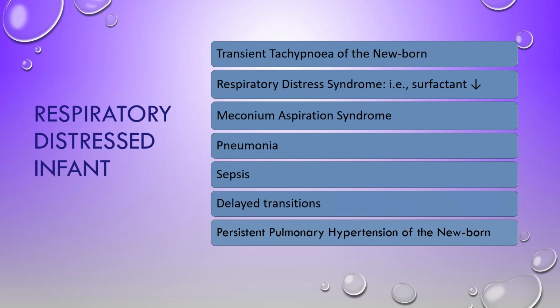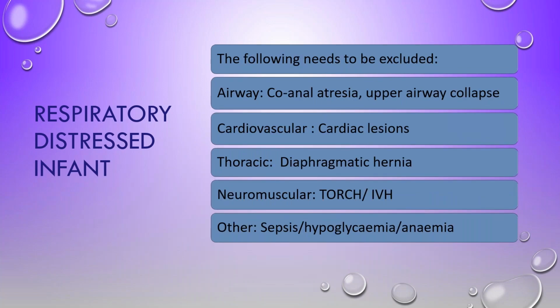There could be meconium aspiration syndrome. There could be a pneumonia. Babies are very often born with a pneumonia. There could be generalized sepsis. Delayed transition could be a big problem. Generally in the bigger babies, such as infants of diabetic mothers, or with meconium aspiration, we will see persistent pulmonary hypertension of the newborn.